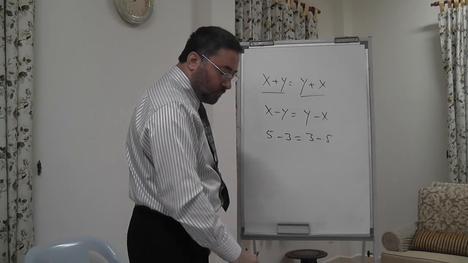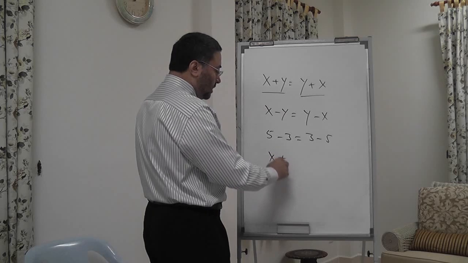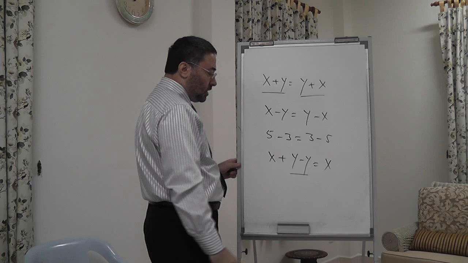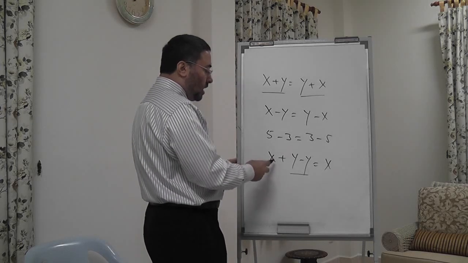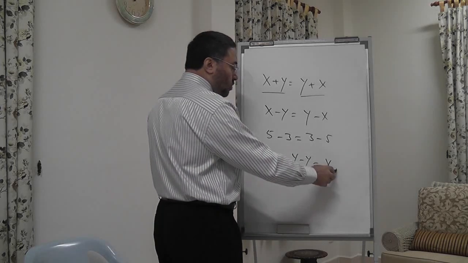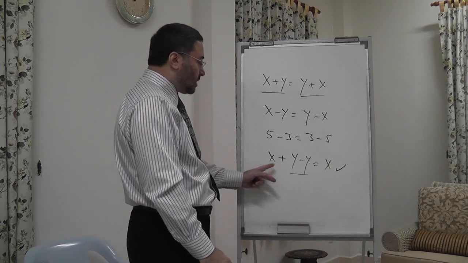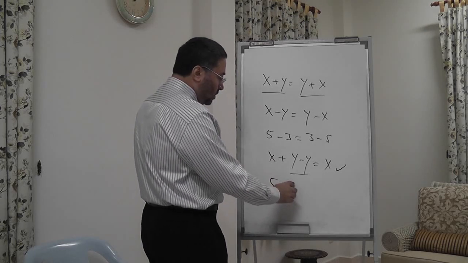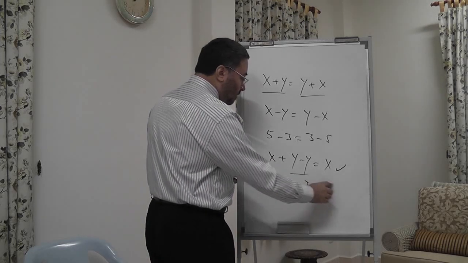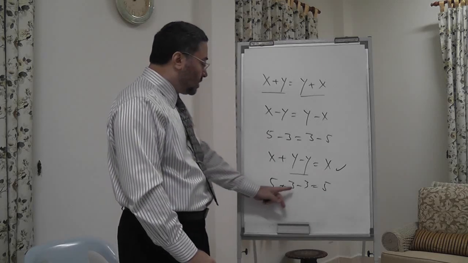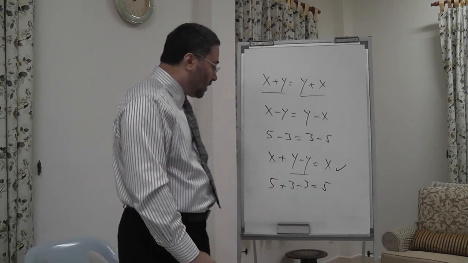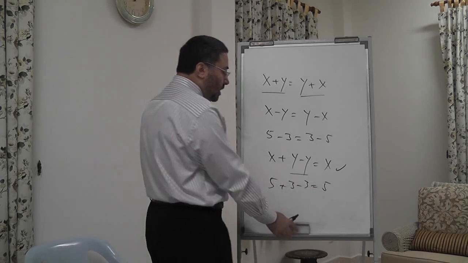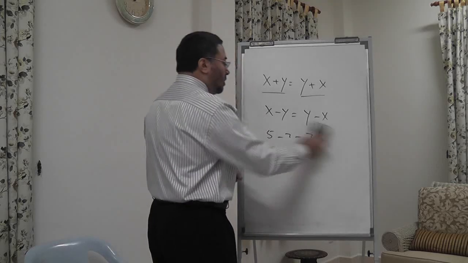Number 36 is x plus y minus y is equal to x. Y minus y is 0, so I'm adding 0 to x, and the result will be x. So this is true for whatever number we choose for x or y. So if you replace x with, let's say, 5 and y with 3, you're going to have 5 plus 3 minus 3 equals 5. 3 minus 3 is 0, add it to 5 will give you 5. So this is true for whatever number you replace x or y with.